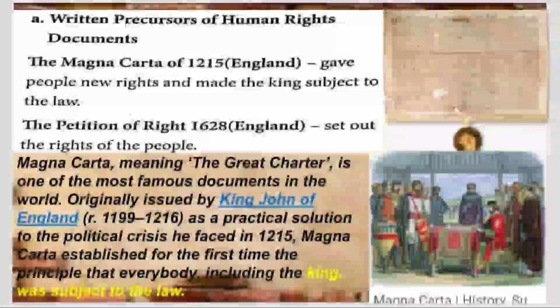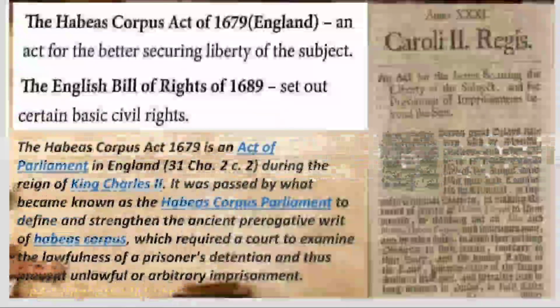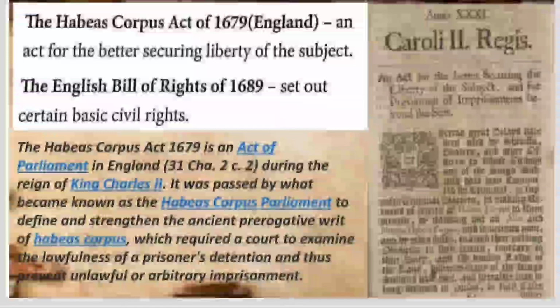The next, the Petition of Right 1628, England. This document set out the rights of the people. The next written document, Habeas Corpus Act of 1679, England. An act for better securing liberty, that is freedom of the subject.